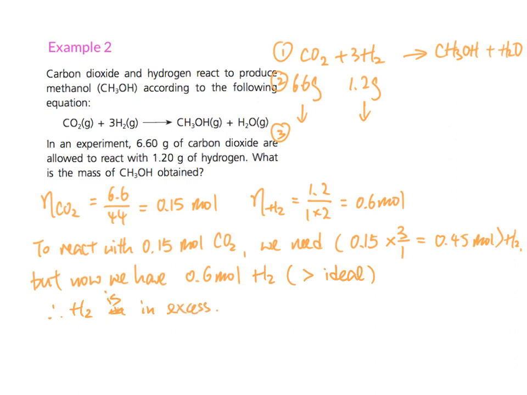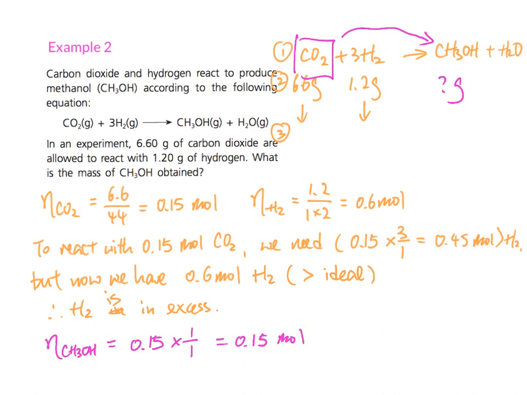Therefore, H2 is in excess. If this one is in excess, then we know that we have to use the CO2 to calculate what we're looking for. We're looking for the mass of methanol. So for the methanol, CH3OH will then be 0.15 divided by 1 times 1, so 0.15 mole as well. The mass of CH3OH will then be 0.15 times (12 plus 4 plus 16), so the answer for this one will be 4.8 gram.